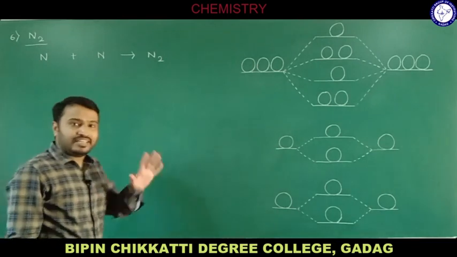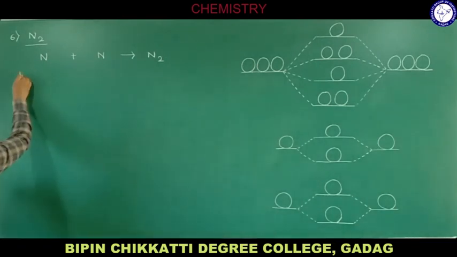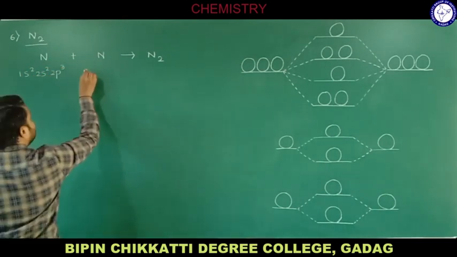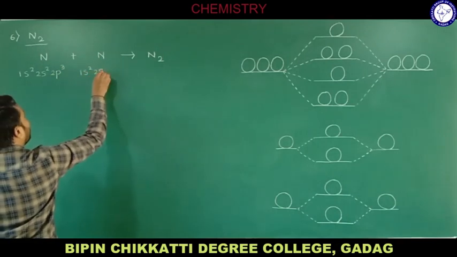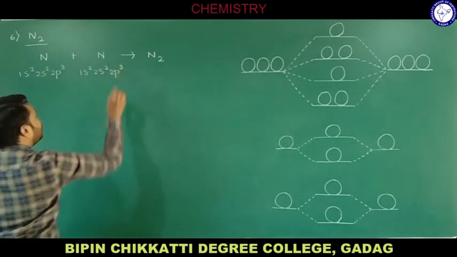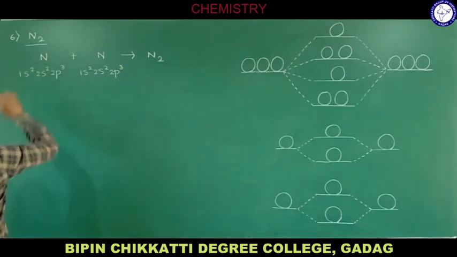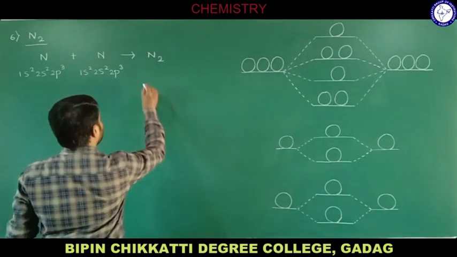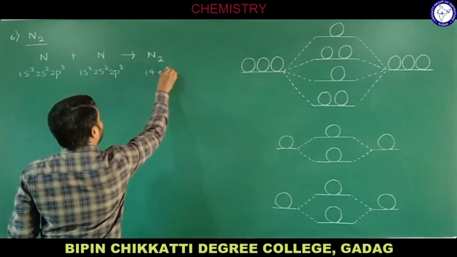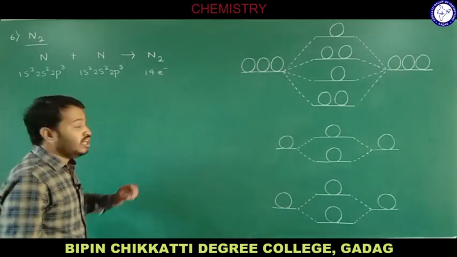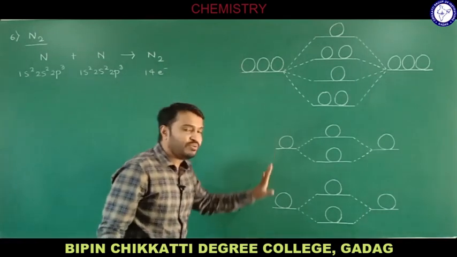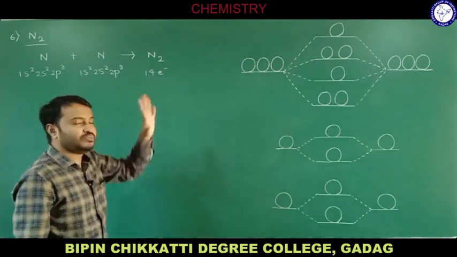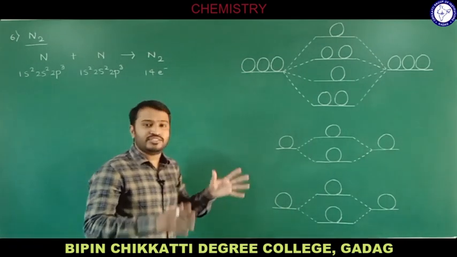Nitrogen atomic number is 7. Therefore, the electronic configuration is 1s2, 2s2, 2p3. This nitrogen has 7 electrons and one more nitrogen atom has 7 electrons. Therefore, the nitrogen molecule contains 14 electrons. So these 14 electrons have to be distributed in the energy level diagram. I have the energy level diagram here, and these 14 electrons have to be distributed because the nitrogen molecule contains 14 electrons.